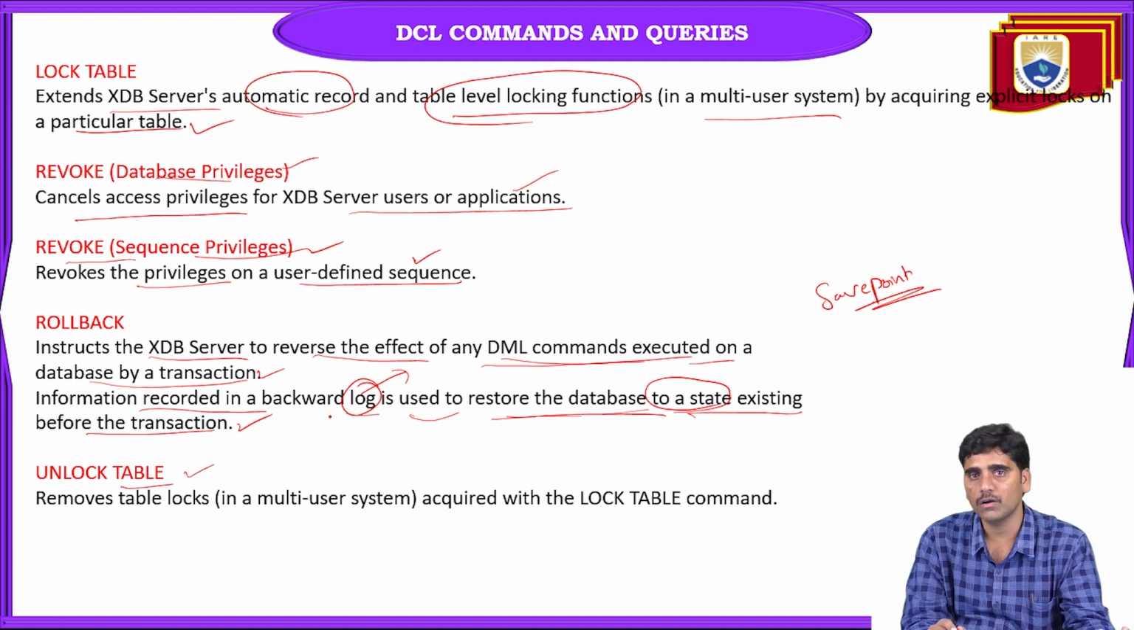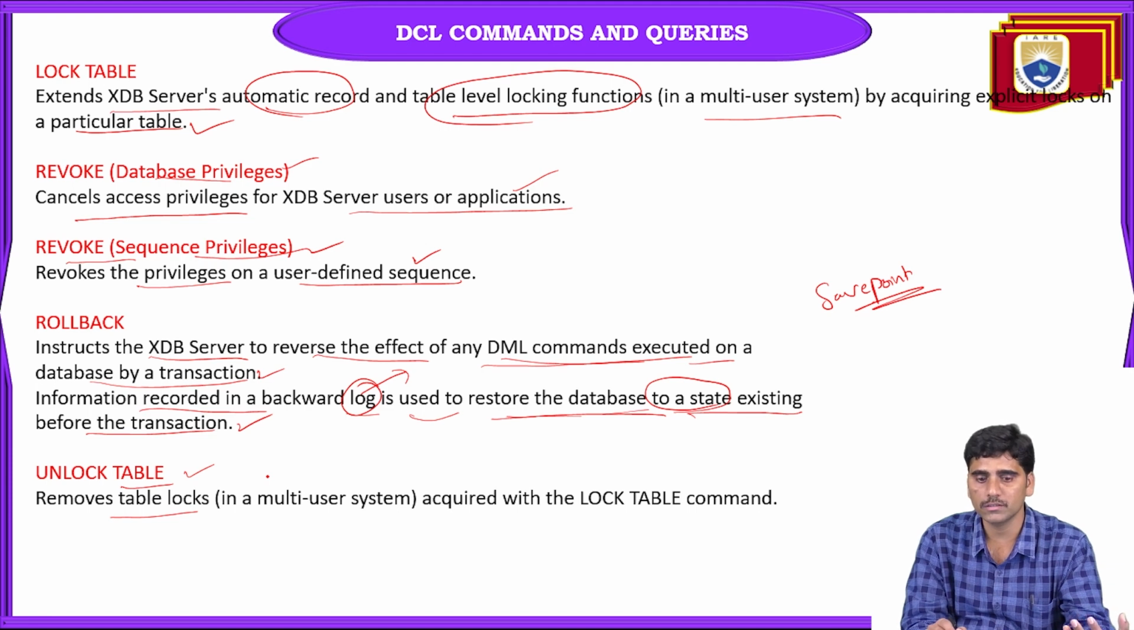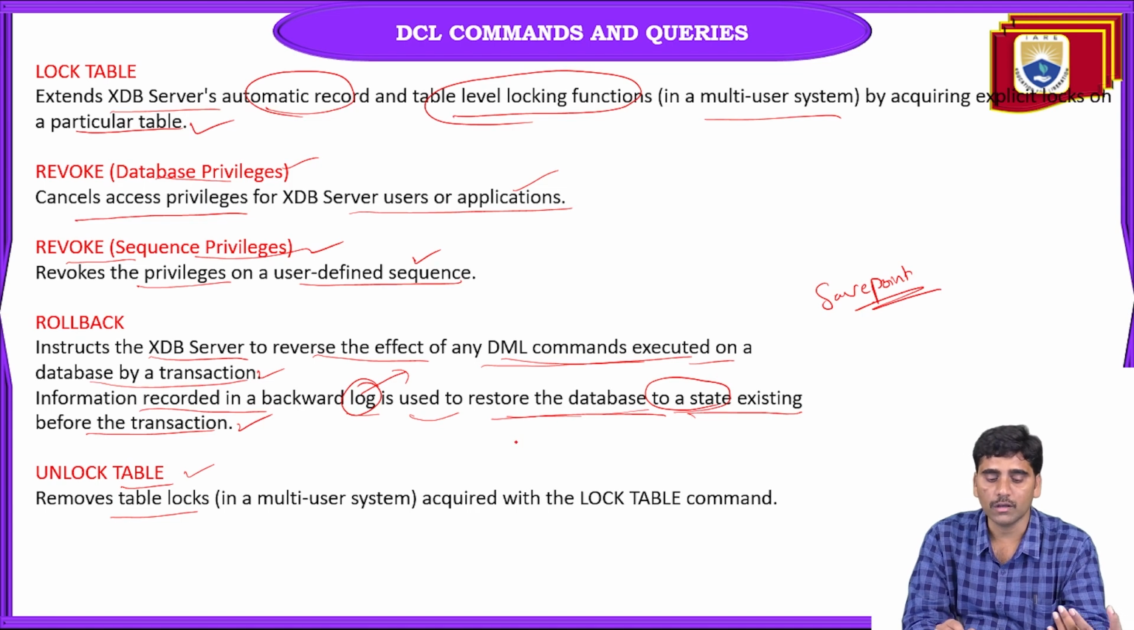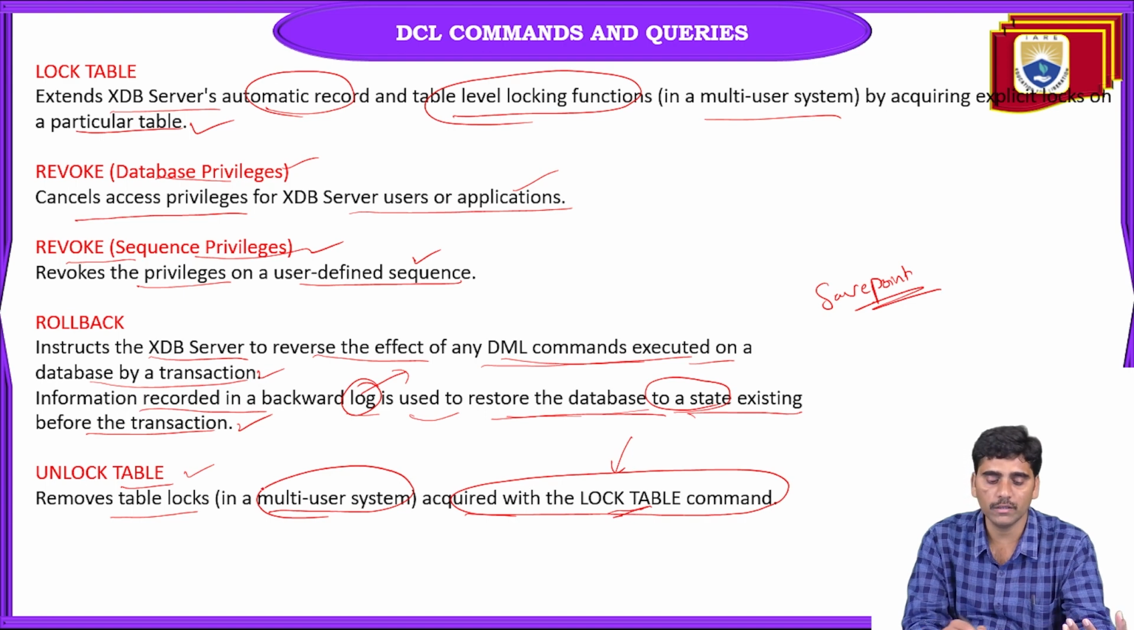Unlock table. It removes the table locks. Whenever you apply a lock on a table, unlock table is used to remove all those locks. So in multi-user systems, it removes table locks acquired with the lock table command. Whatever tables are locked by the lock table command are released by using unlock table.